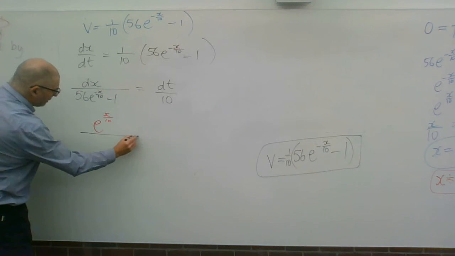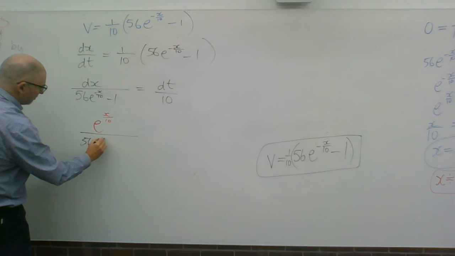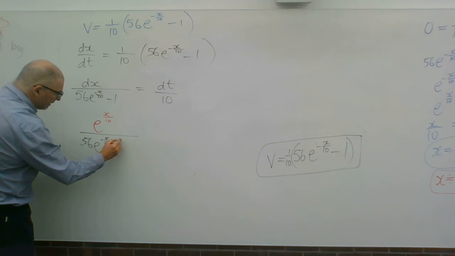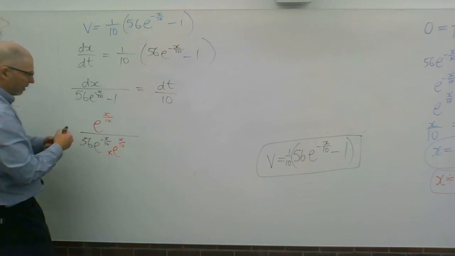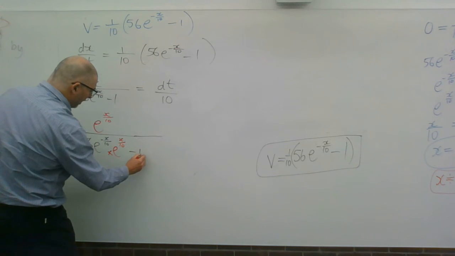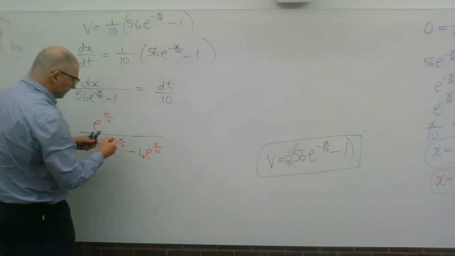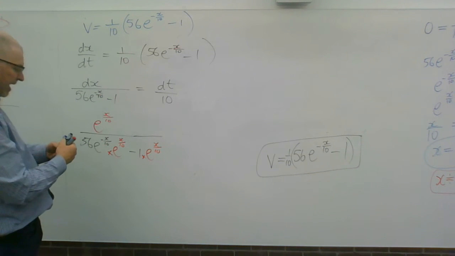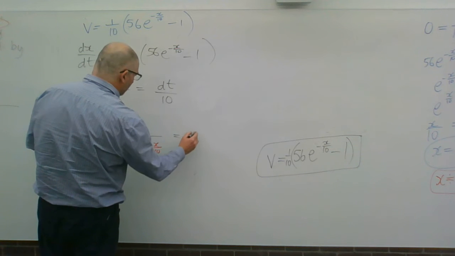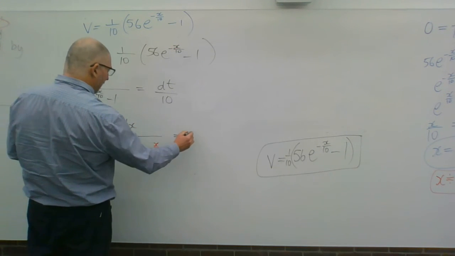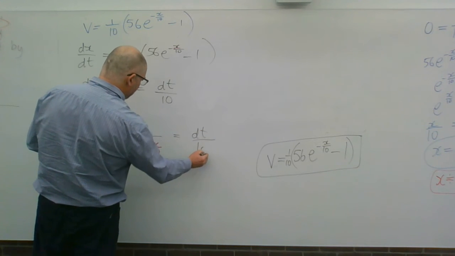And on the bottom line, I've got 56 e to the minus x on 10, and I'm timesing by e to the x on 10. And then I've got minus 1, and I'm timesing by e to the x on 10. So I've timesed the top and the bottom, everything, by e to the x on 10 there. So then I get over here, and that's got my dx still, and that's my dt on 10.